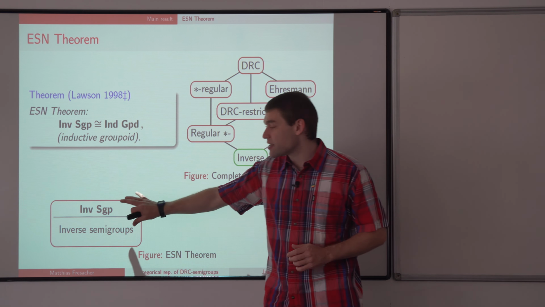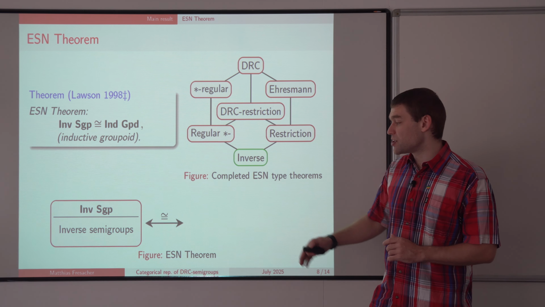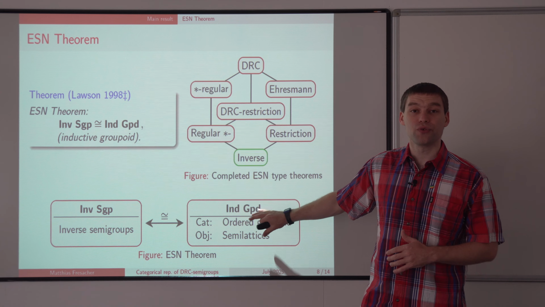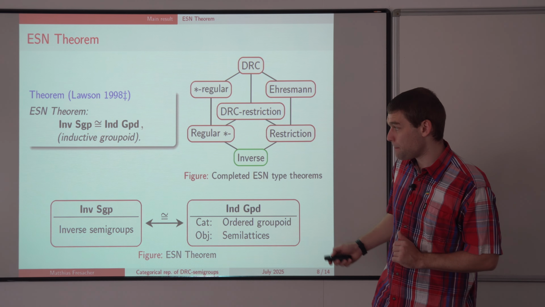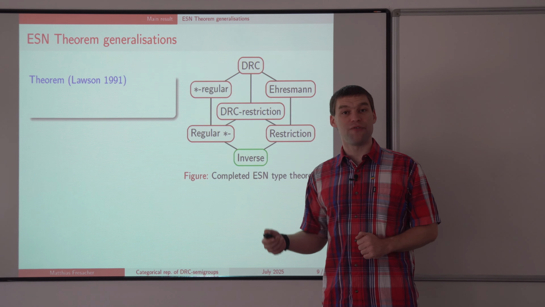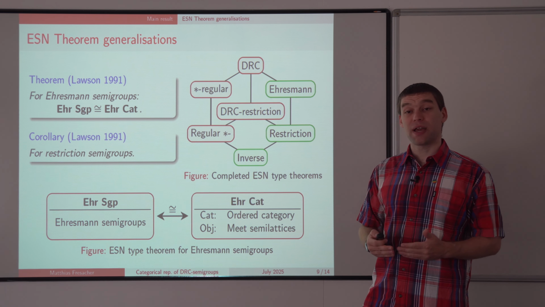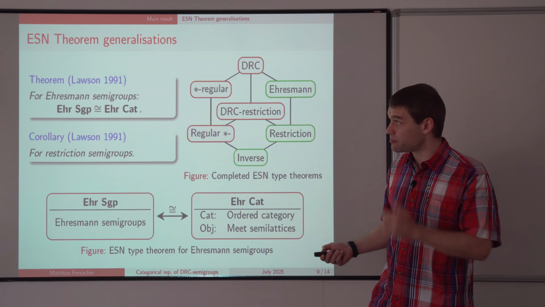And this says if I take the category of inverse semigroups, in the category sense, that is isomorphic to the category of inductive groupoids, which I'm not going to define. Since then, there have been a number of generalizations, first by Lawson himself in 1991 to Ehresmann semigroups, and in the same paper to restriction semigroups.